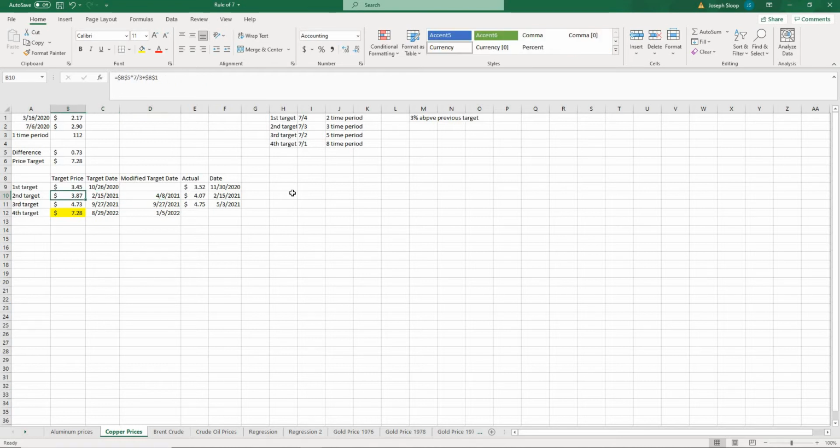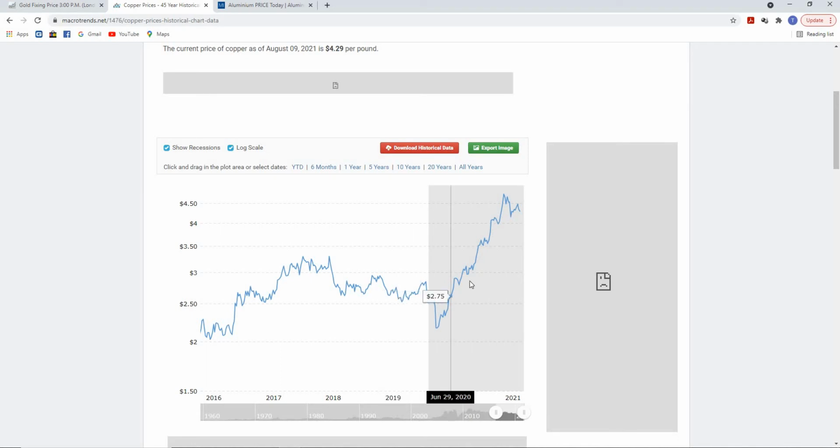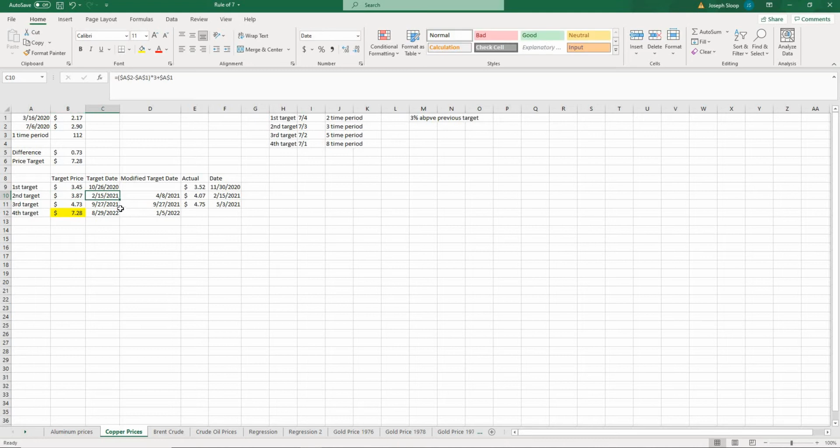Now, that being said, what was your second target? Well, it was going to be $3.87. So when we go back to copper's price and look for $3.87, lo and behold, we hit right on the dot at February 15th, $4.07, which goes back to the original target date. That was realized. So the second target was achieved.